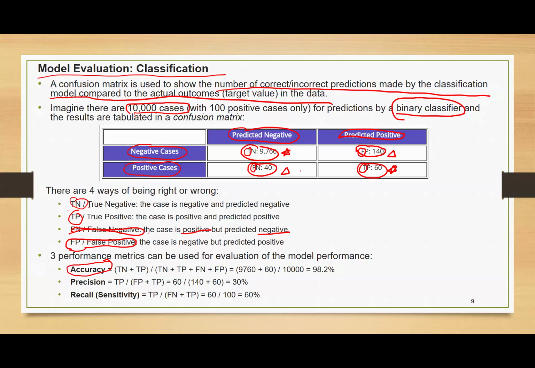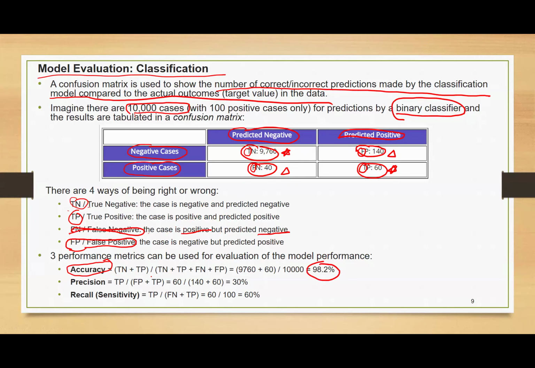In this example, we have 60 true positive instances and 9,760 true negative cases. If we calculate the accuracy, we will see the accuracy is quite good, about 98.2%. So what is accuracy?